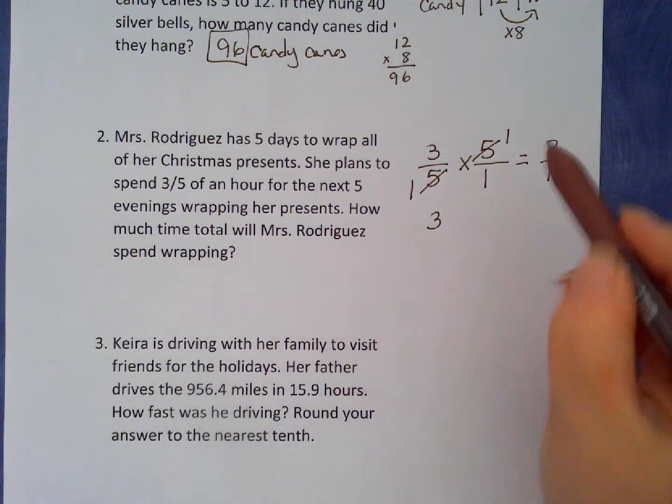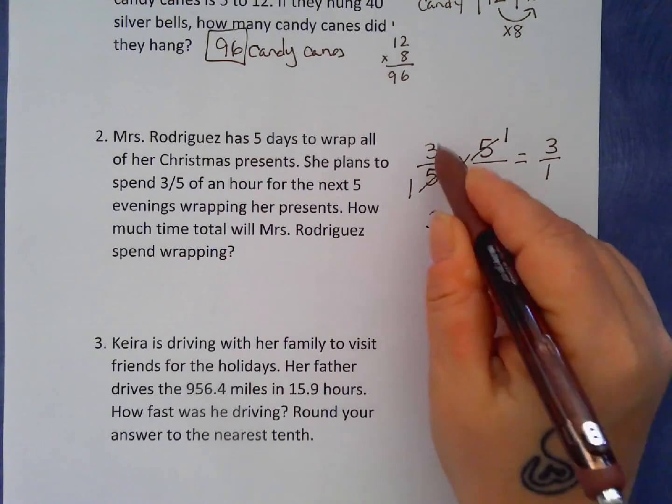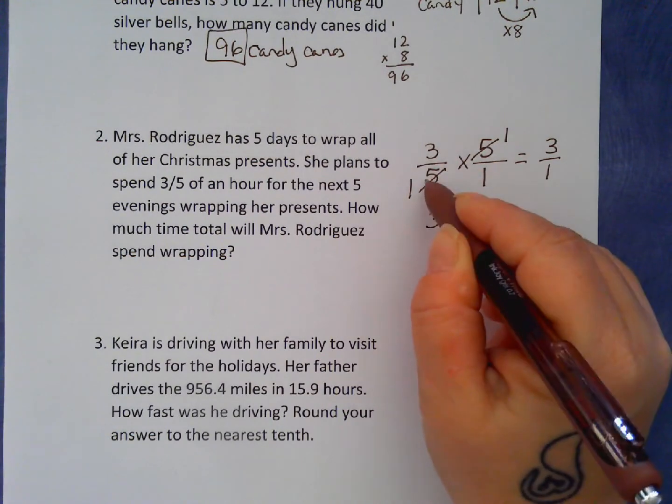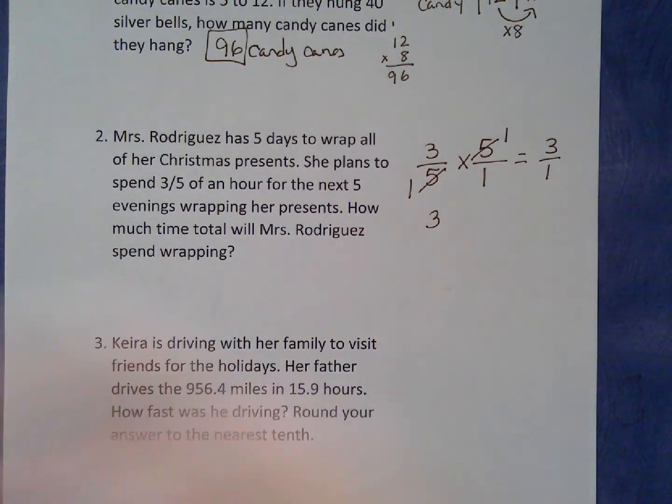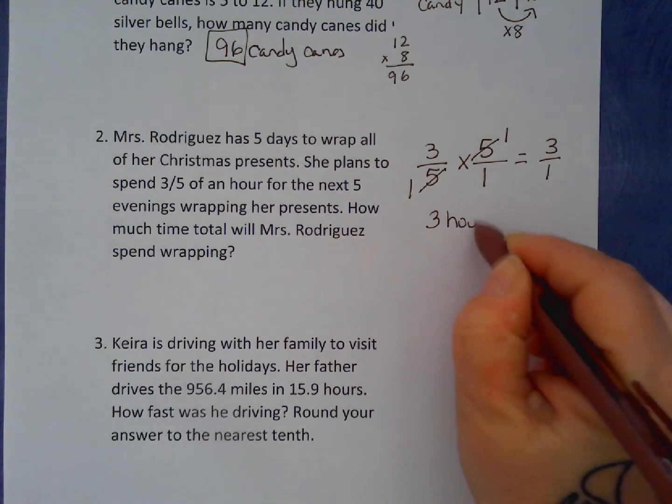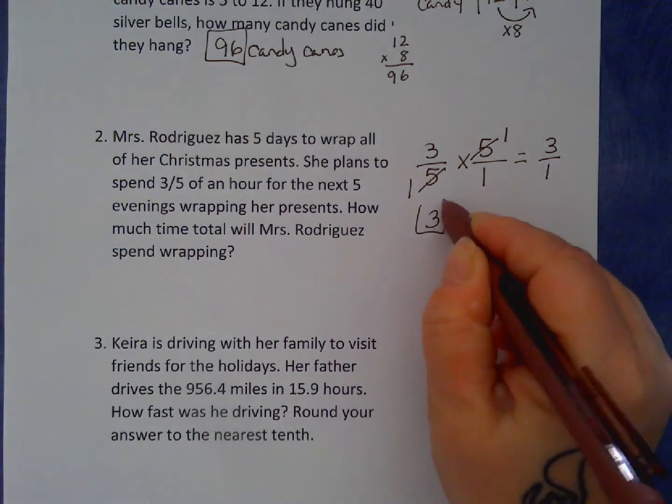And what that 3 represents is, remember, this was 3/5 of an hour. So if I had 3/5 of an hour plus 3/5 of an hour plus 3/5 of an hour plus 3/5 of an hour plus 3/5 of an hour, I would have 3 hours. So it's 3 hours, but you're just going to put in the 3, okay?